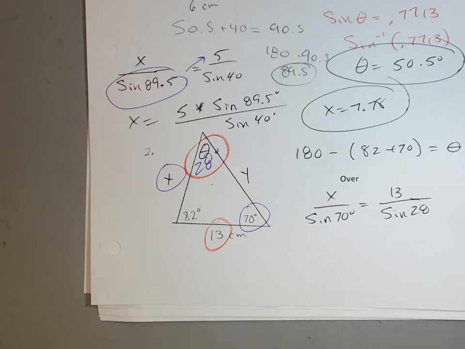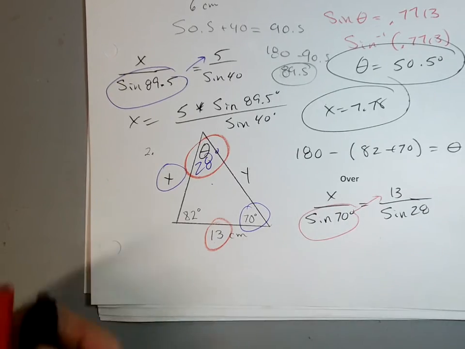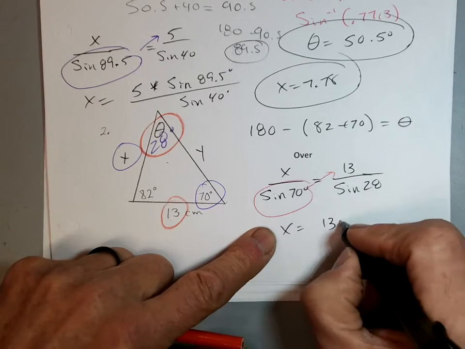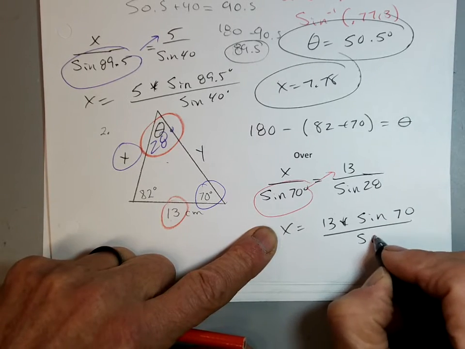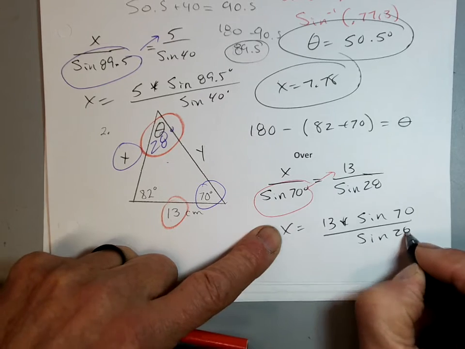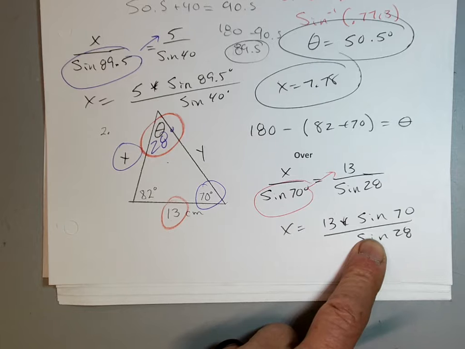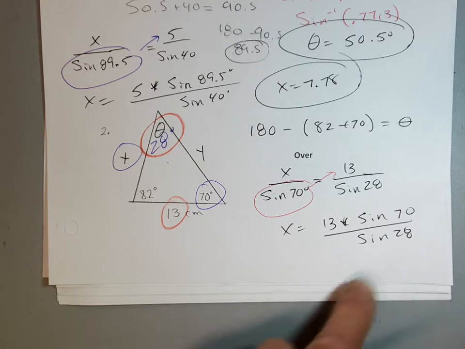Okay, then cross multiply. I'll bring up the sine of 70, right? And I'll have x is equal to 13 times the sine of 70 divided by the sine of 28. And I'll go 13 sine 70 divided by sine of 28. Oops, 28. And I get an answer of about 26.